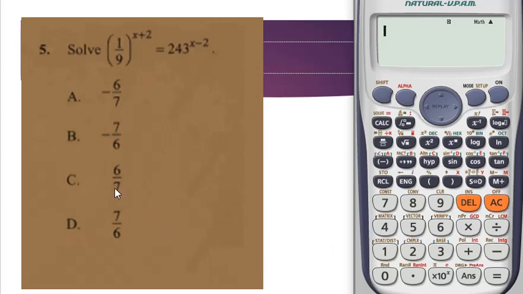Now, punch C into your calculator. So you have C, which is 6 divided by 7. Let's see the answer we'll get. So we have 6 on 7.